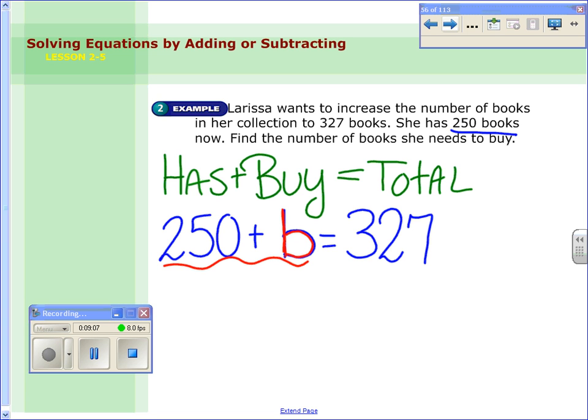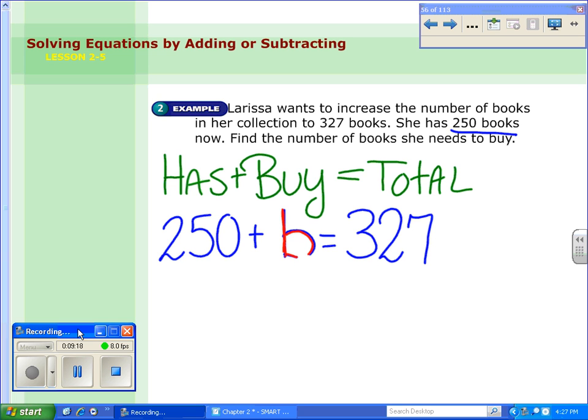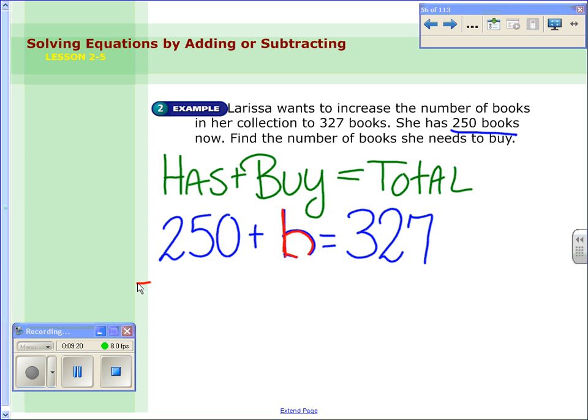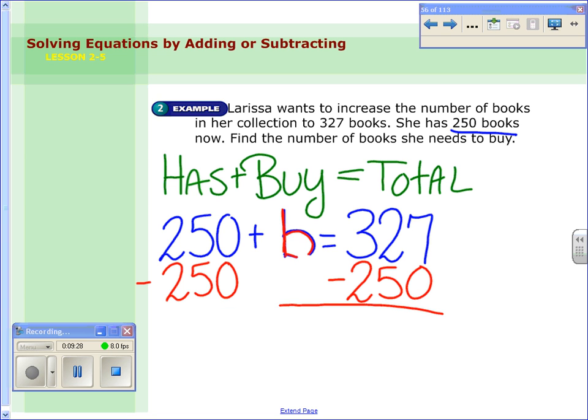Now, if there is no sign in front of a number, here it just says 250 plus b. All right? This number, if it doesn't have a minus sign in front, it means it's automatically positive. So to get rid of this 250, we need to subtract it. All right, and if you subtract it from one side, you subtract it from the other. And let's see what happens.